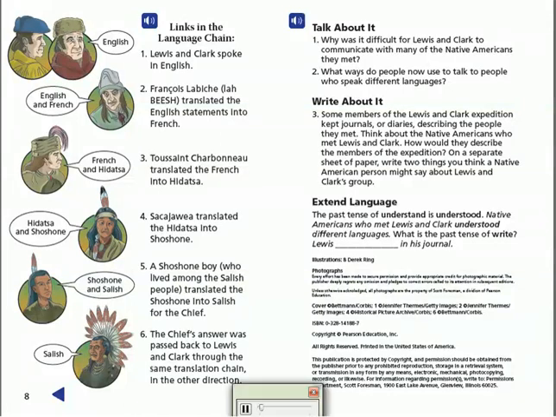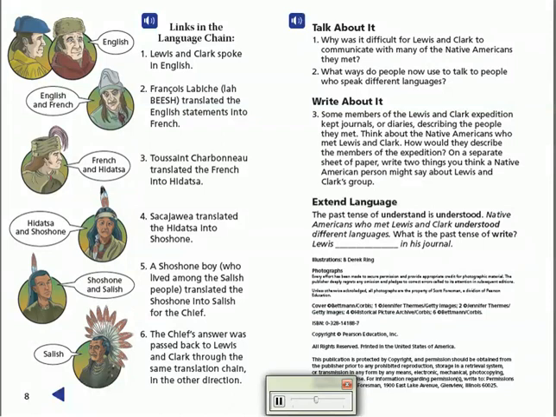Links in the language chain. 1. Lewis and Clark spoke in English. 2. François Labiche translated the English statements into French. 3. Toussaint Charbonneau translated the French into Hidatsa.